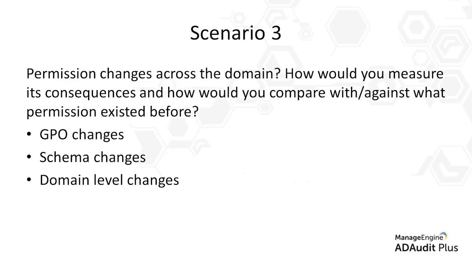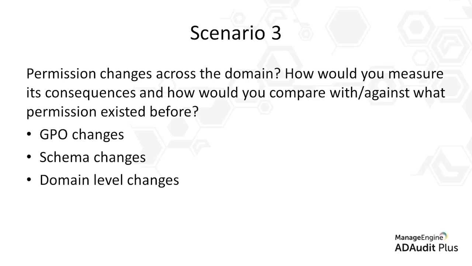So let's jump on to scenario three. This is the last scenario that I have. I have covered most of the live use cases that have come across to us, and those were the pain points, the reason why people started trusting ADAudit Plus. So let me complete scenario three, and that is the permission changes across the domain. How would you measure its consequences, and how would you compare with and against what permission existed before?